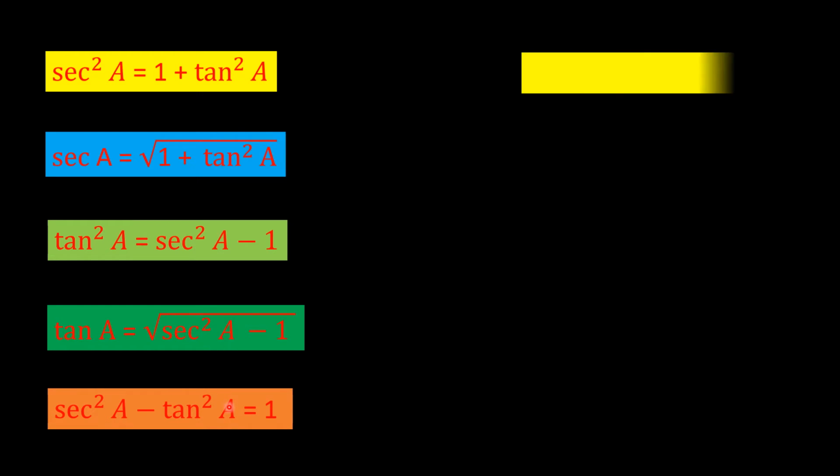Now we write useful versions of the third trigonometric identity cosec square a equals 1 plus cot square a.